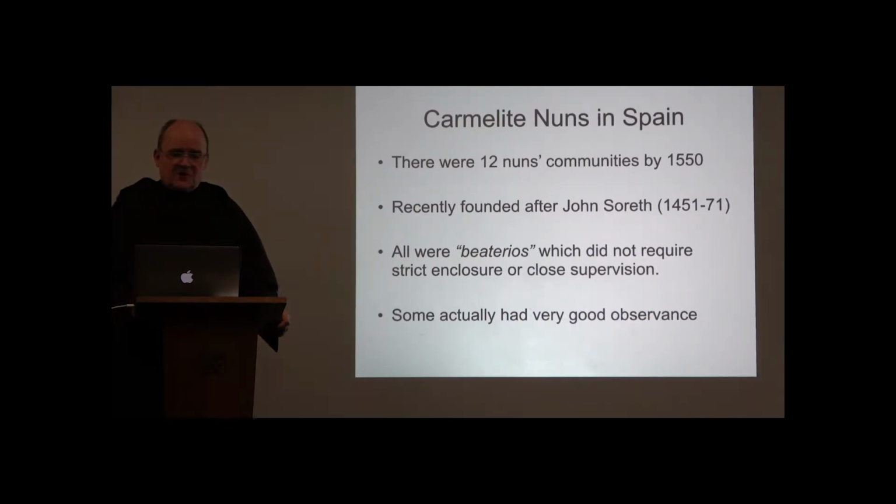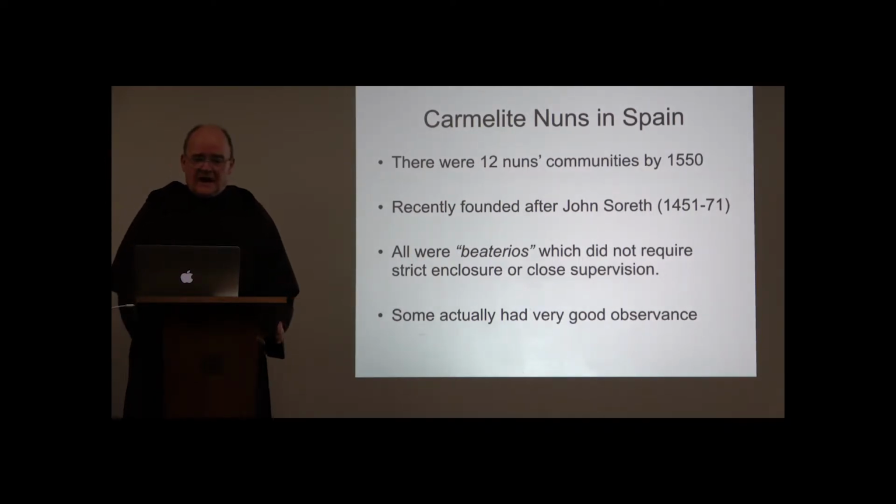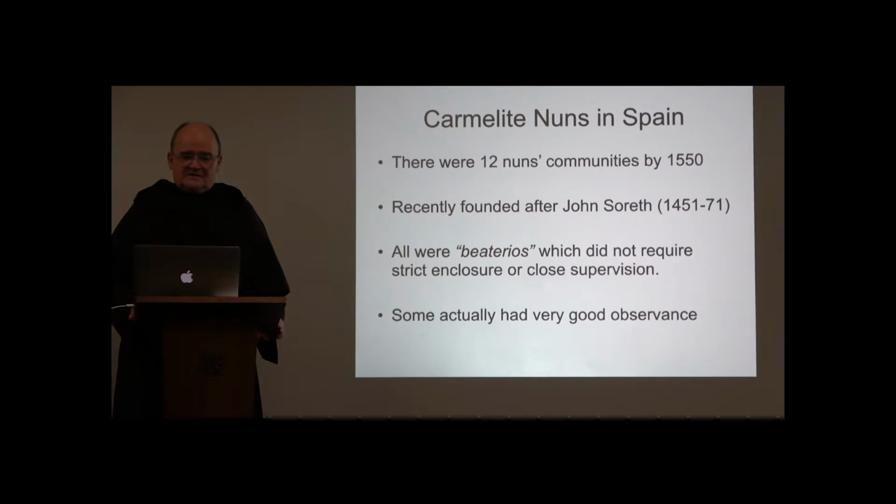All 12 of these houses were called beaterios. In other words, they were similar to the communities of the Beguines in Northern Europe. Holy women who came together for prayer and community, and sometimes service or apostolates of some limited type, but they were loosely organized, and the beaterio would never have a strict cloister or enclosure rule to keep people in or out, and they were generally not supervised closely by the local bishops or local spiritual directors.